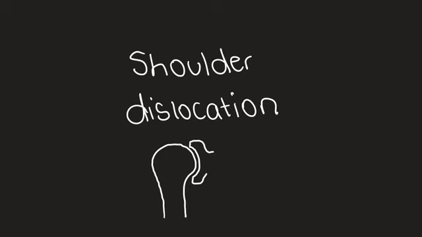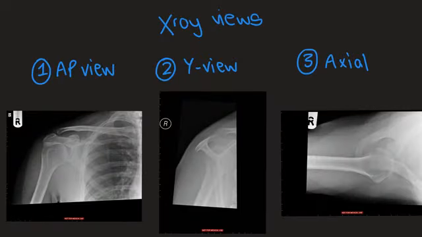In this video, we're going to be discussing the common types of shoulder dislocation. Typically, AP views and Y views are performed as standard in most centres. Axial views are also sometimes performed. On an AP view, what you're looking for in regard to the glenohumeral joint is correct alignment of the glenoid with the humeral head.